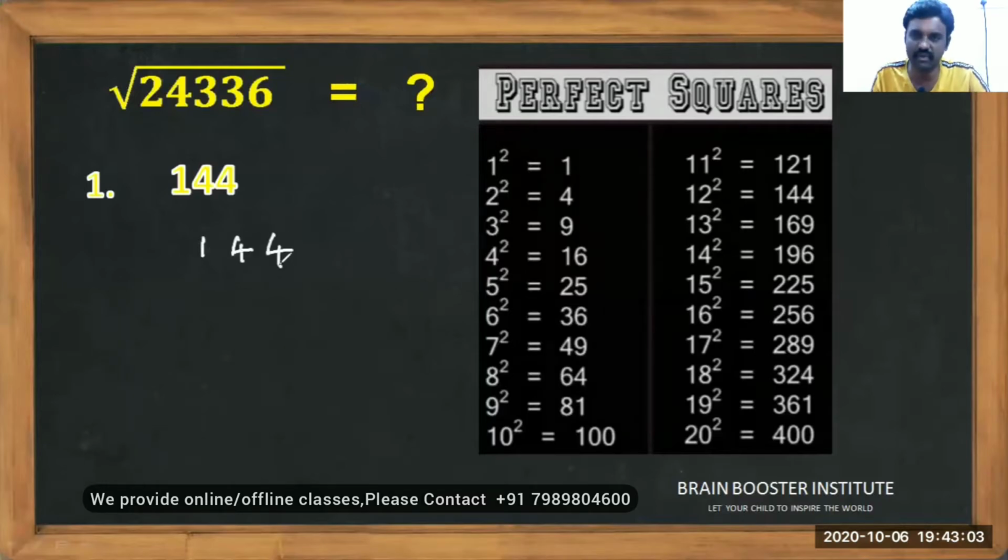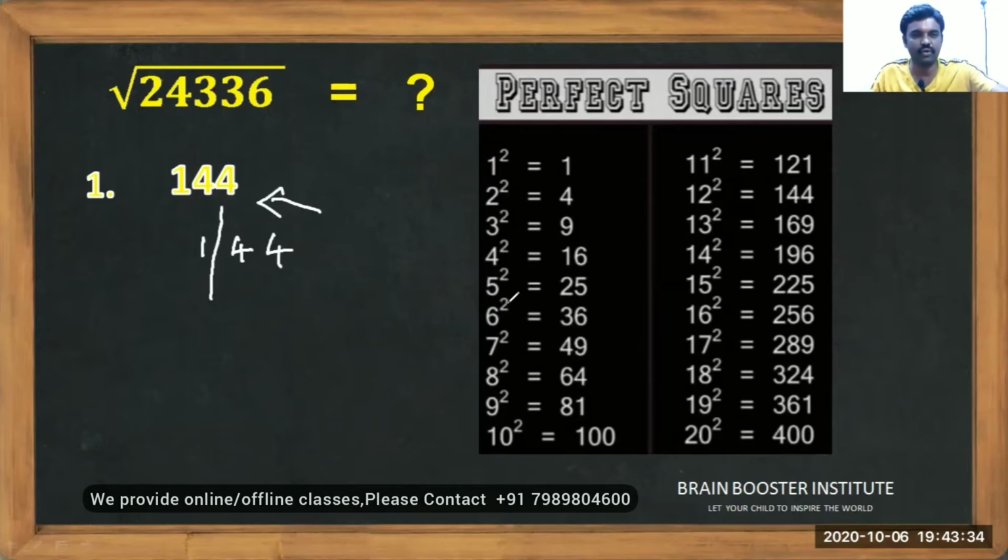So the given number is 144. Let us divide this number into two parts. Two parts means from the right side we need to go. So from the right side I am dividing. First let us take the first two digits from the right side, and I'm dividing here like this.